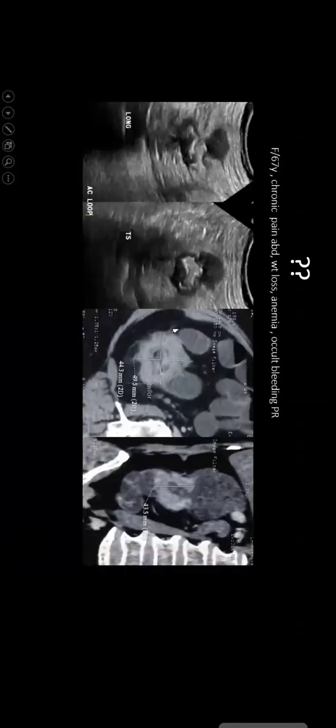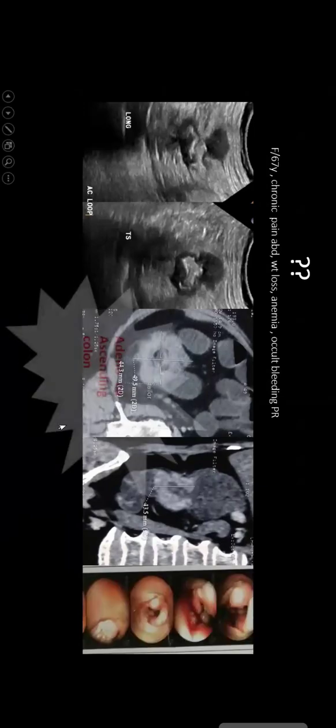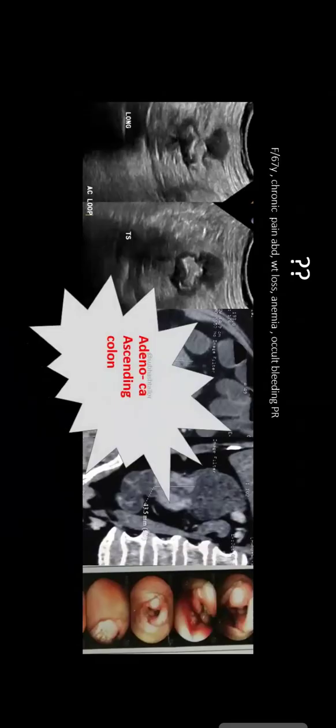Female 67, chronic pain, weight loss, anemia, occult bleeding per rectum, altered bowel habits. Ascending colon, irregular thickening with some exophytic component, luminal narrowing. CT performed: irregular wall thickening, short segmental, stenosing, slight fat stranding, typical neoplastic focal stricture. Colonoscopy was done, biopsy was taken, and it turned out to be adenocarcinoma of the ascending colon.